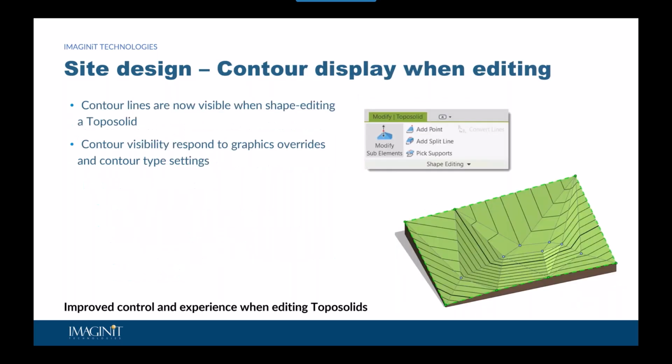Another graphical improvement is the enablement of display contour lines in slab shape editor mode, if they are visible in the view. Previously, no contours could be seen from the TopoSolid editing mode. The contour display responds to visibility graphic overrides and the contour setting in TopoSolid type properties.